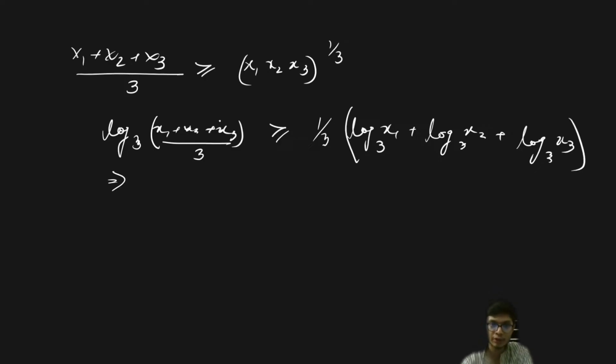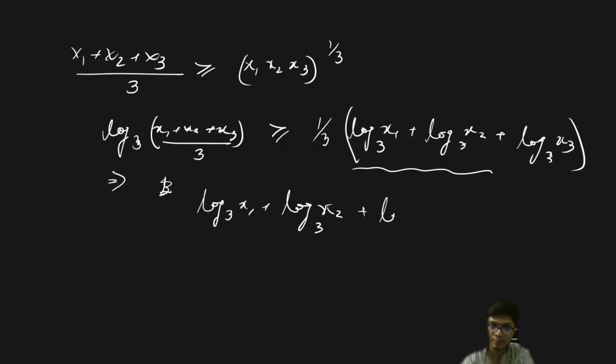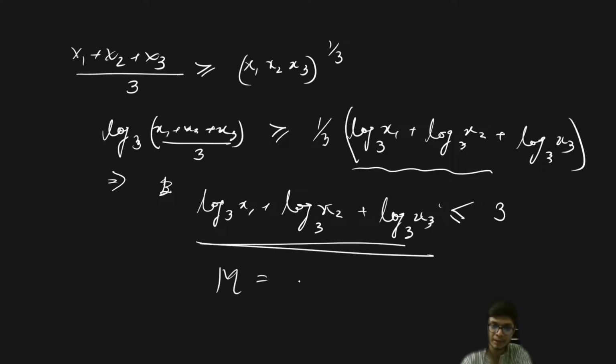Now this particular value I also know. This is going to be equal to 1, and if you look at this number, the sum log of x1 base 3 plus log of x2 base 3 plus log of x3 base 3 is less than or equal to 3, which makes the maximum value of this quantity, that is capital M, equal to 3. Therefore from this part you will get the value of capital M, which is equal to 3.